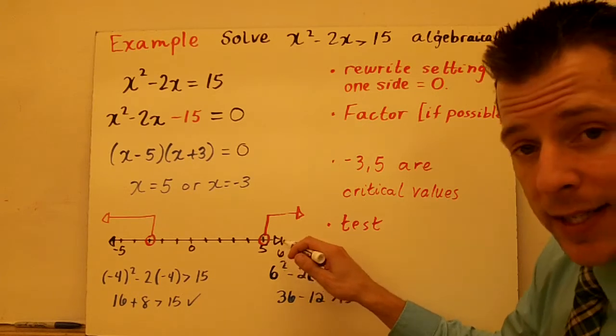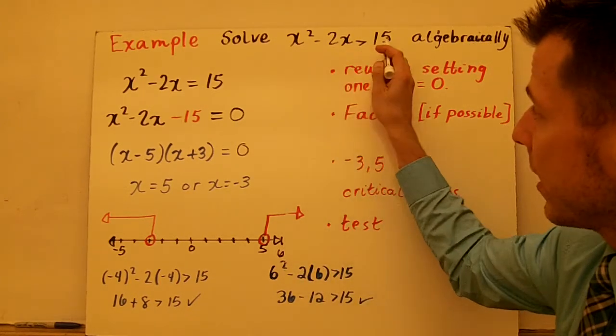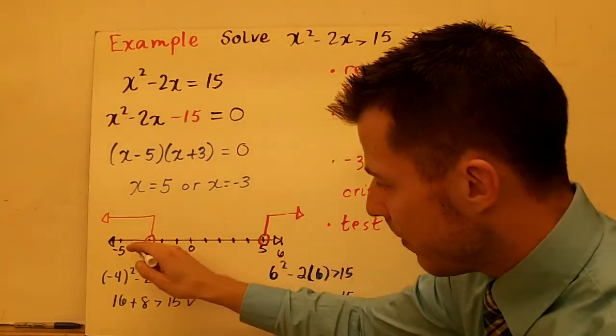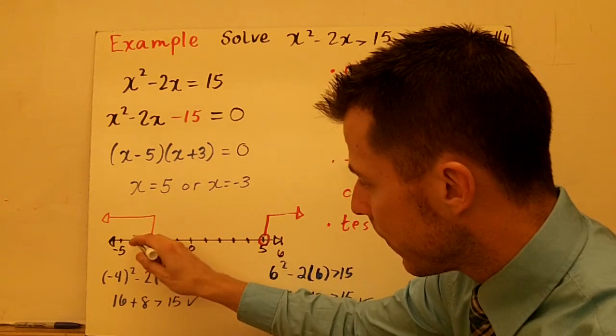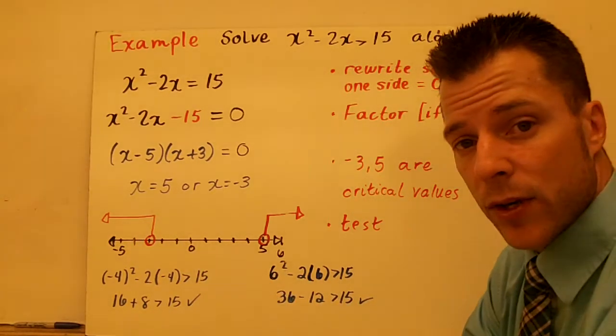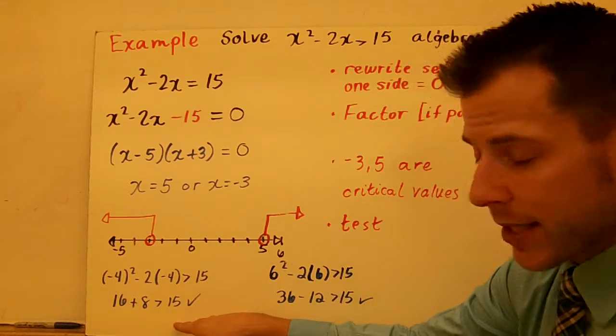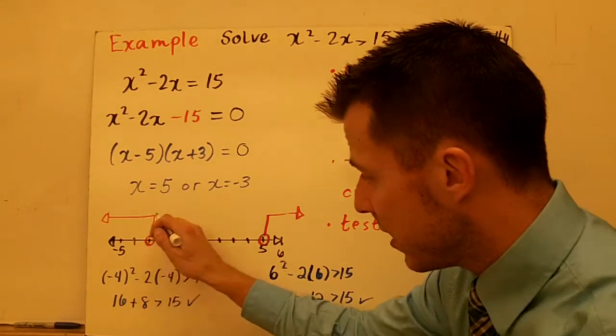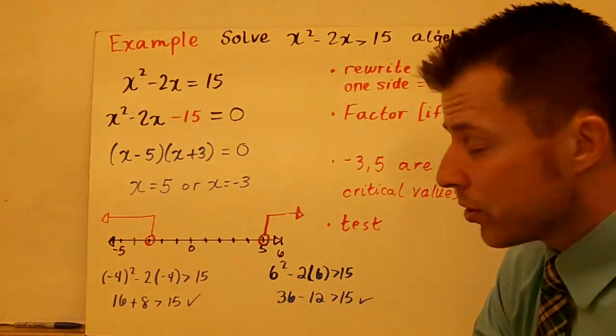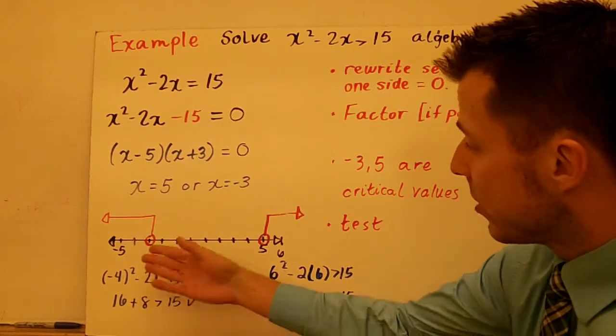So when I pick my test point, I plug that test point back into the inequality. Here I picked negative 4. Because that's to the left of my critical value, plugged it in, and I got something that's true also, so I shade to the left. You shade to where your solutions are. So that is the solution set.